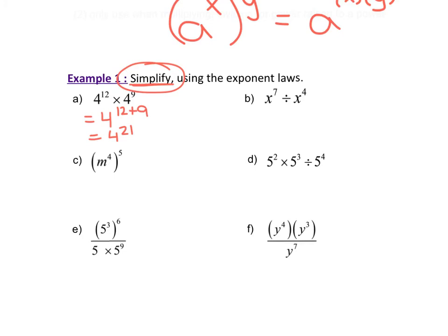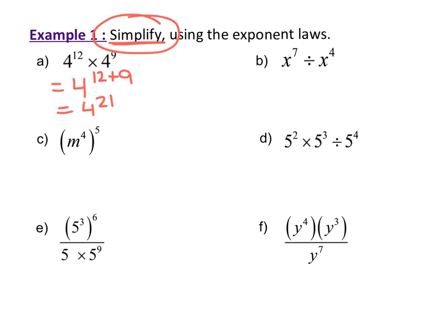So question B. I'm just going to zoom in a little bit more so I can write a little easier, okay? X is the same base, okay? What has happened with our exponents? What operation will happen there now if division is occurring? Subtraction. So we get 7 minus 4. We get x to the power of 3, okay?